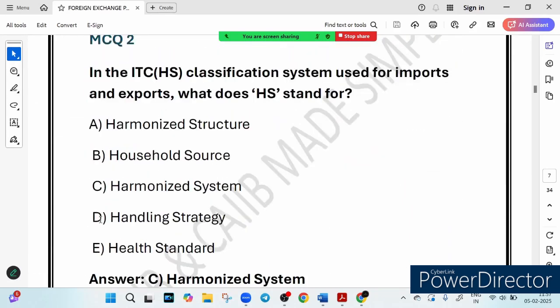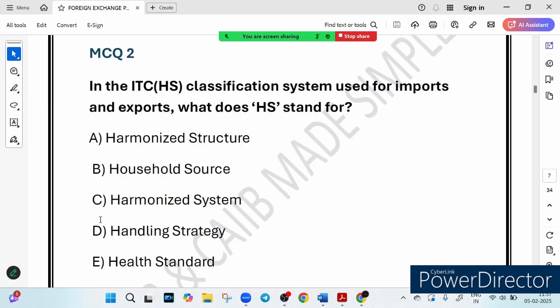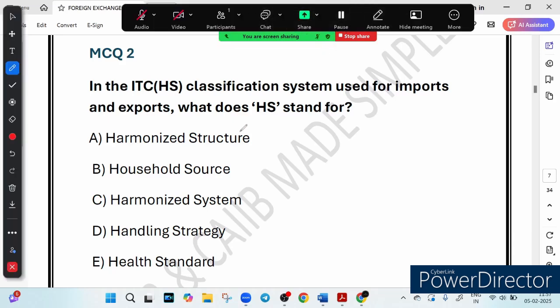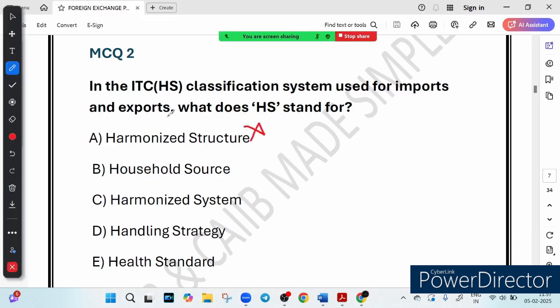So the next question is, in the ITC HS classification system used for import and export, what does HS stand for? So very good question it is. Option A says harmonized structure, option B says household source, then harmonized system, handling strategy, and health standard. So the first option A is not correct. Why? Because harmonized is correct, but harmonized structure is not correct. International trade classification follows a structured system.